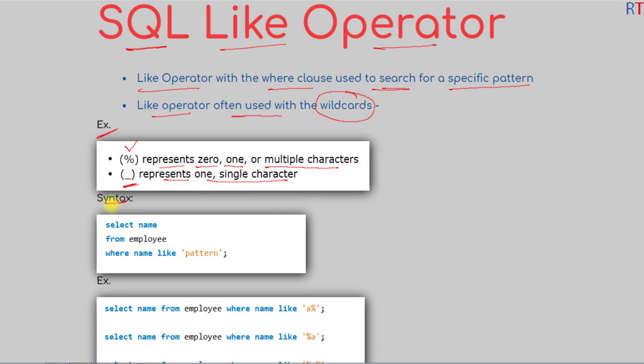The syntax for the LIKE operator is: we write SELECT, then the name of the column from the table name, and then we have the WHERE clause, and after that the column name, followed by the LIKE operator and then the pattern. So the condition will be true if the value of the name column matches the pattern.